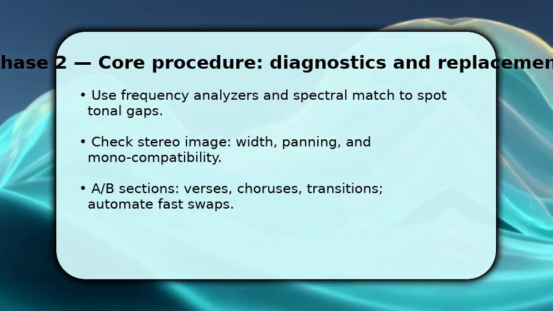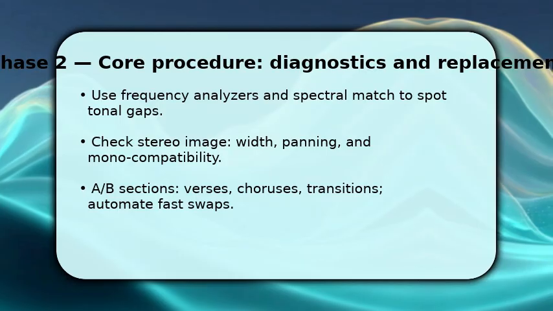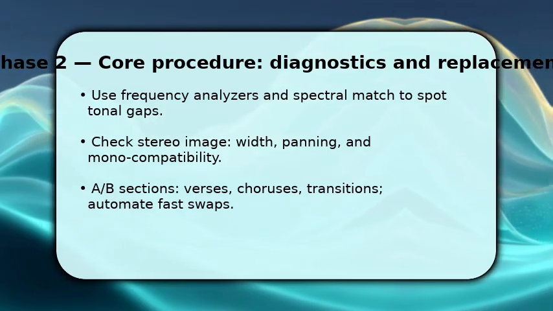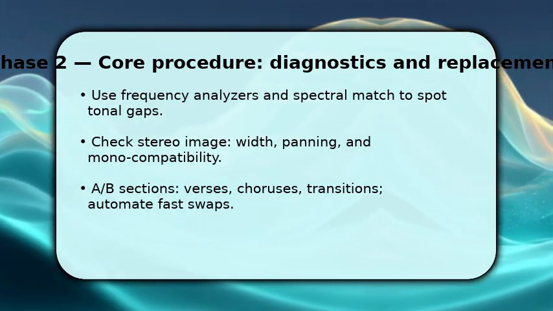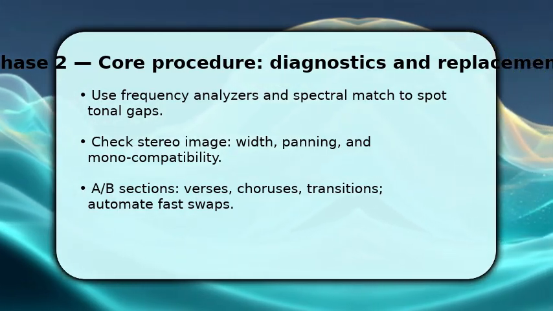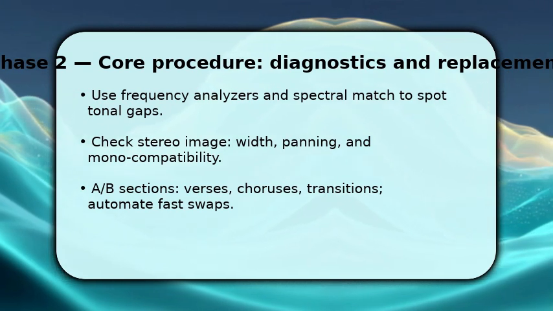Once adjusted, review stereo width and mono compatibility. Collapse to mono and listen for phase cancellations. Make rapid A/B swaps across verses and choruses to ensure decisions hold across.